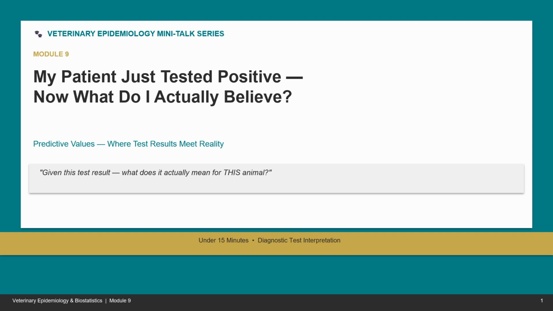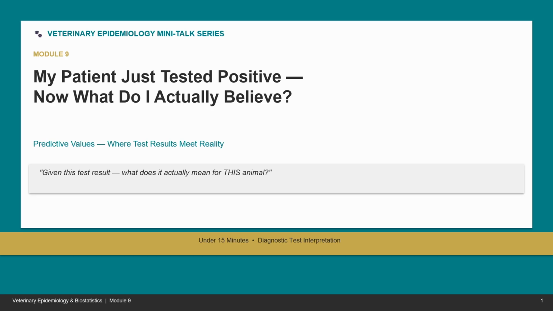To Module 9, Predictive Values. Here's where we shift perspective. Sensitivity and specificity are properties of the test. Predictive values are properties of the test result in a specific population. They answer the question a clinician actually asks.